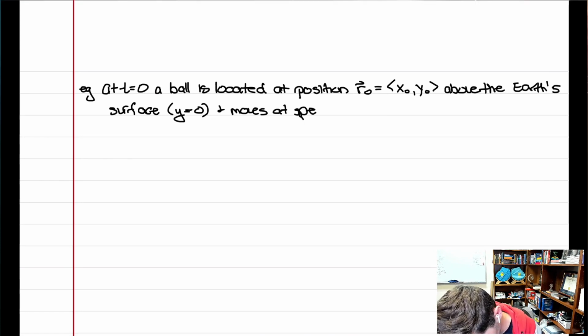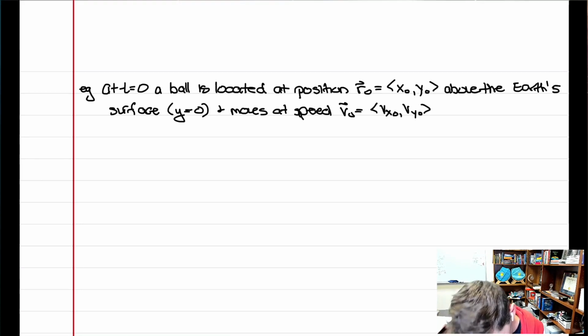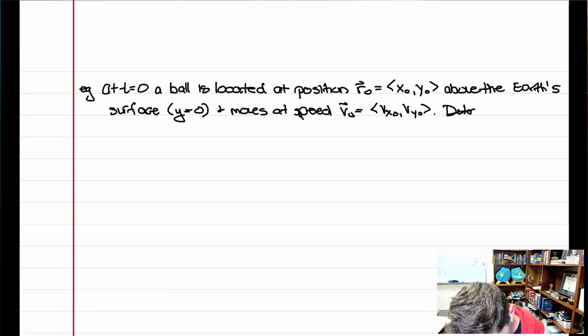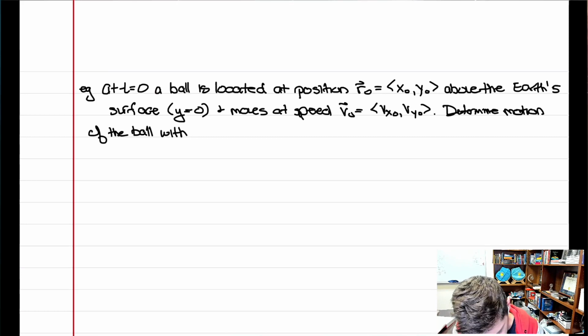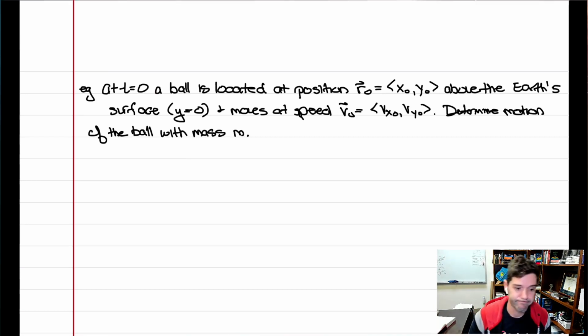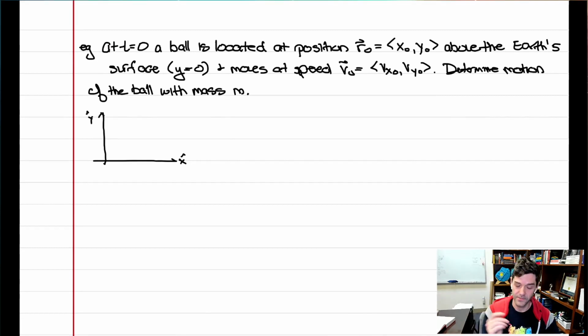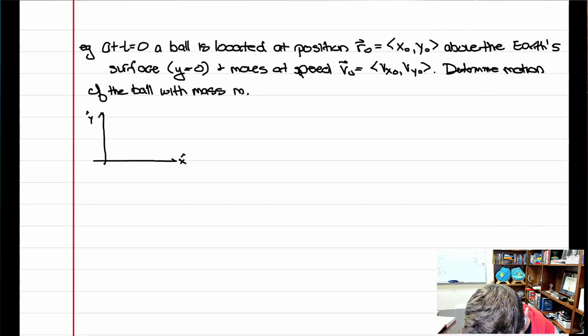And moves at velocity v0, which is some initial velocity in the x direction, some initial velocity in the y direction. And the question is, I now want to determine the trajectory, or determine the motion of the ball, which has mass little m. Okay, so pretty simple physics problem. But again, hopefully it won't be too painful to go through this in detail, focusing more on how I'm approaching figuring out this problem compared to what the exact solution is.